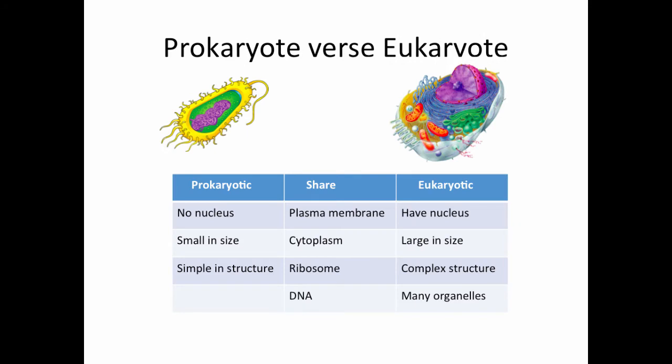Prokaryotic cells have no nucleus, so think no nucleus in the prokaryotic cells. They're very small, and they're very simple in structure. Eukaryotic cells, you're made up of them, and they have a nucleus. They're very large and complex and have many organelles. And again, don't forget, they both share a plasma membrane, cytoplasm, ribosomes, and DNA. So next, we're going to take a peek at all those many organelles that make up eukaryotic cells.